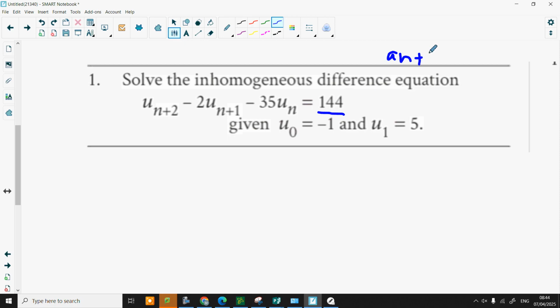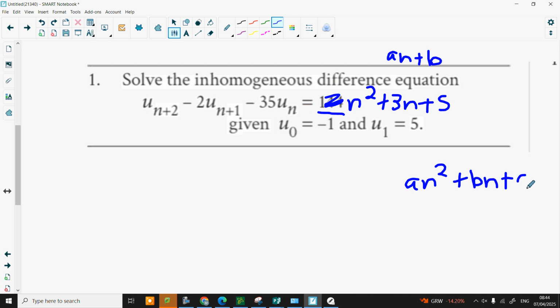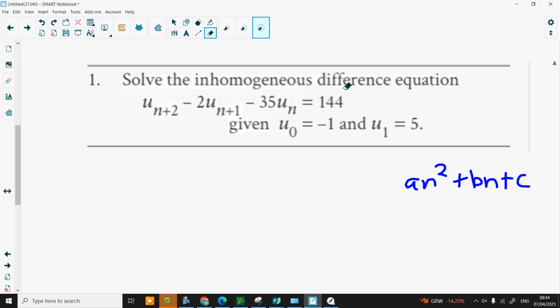Linear would be An plus B. If there was a quadratic on the other side, then you'd be doing something like An squared plus Bn plus C. But we can see that we only have just one number, 144, yeah? In a case like this, what you do is you replace all the Un.